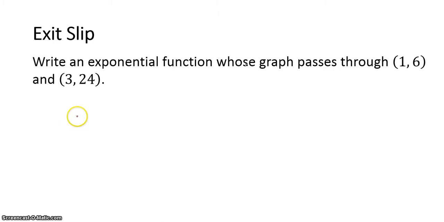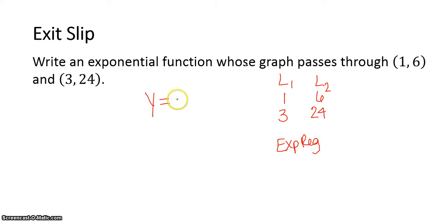Okay, so they wanted the exponential form, so your list 1 should have included the numbers 1 and 3. List 2 should have been 6 and 24. And then you should have picked the exponential regression because it asked for the exponential function. So then your equation, when you type that in, should be 3 times 2 to the x power. All right.